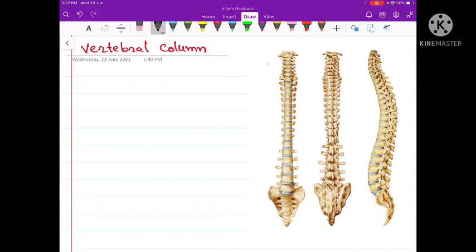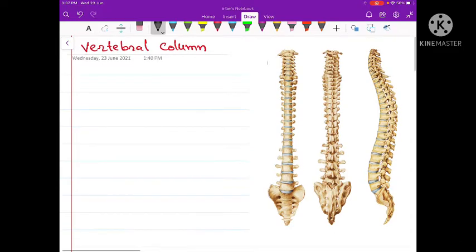In this video we are going to talk about the second component of the axial skeleton, that is the vertebral column. In the previous video we talked about the first component of the axial skeleton, that was the skull. In this video we will talk about the vertebral column. Please stay with me till the end of the lecture.